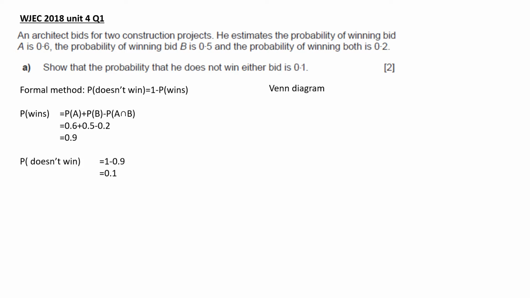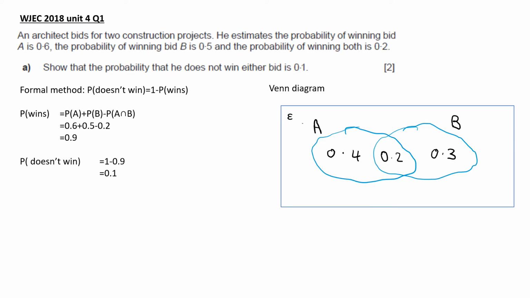In a Venn diagram, the approach is relatively simple. Apologies, I can't get a decent Venn diagram into PowerPoint. I can draw circles or ovals in there, but I can't get them to overlap per se. So when you're drawing the Venn diagram, the overlap between the two is the 0.2. Seeing as the probability of winning A is 0.6, it only leaves 0.4 in the main part. Probability of winning B is 0.5, so it only leaves 0.3 in the main part there.